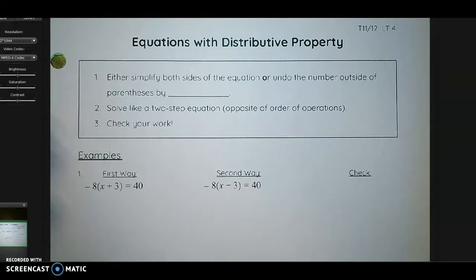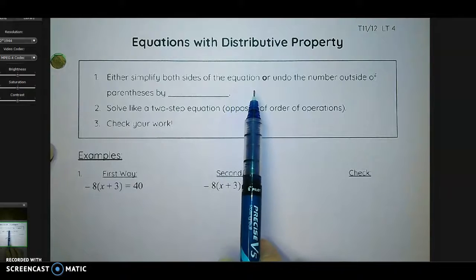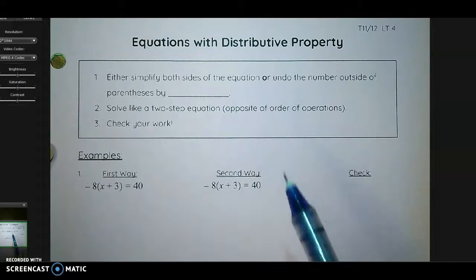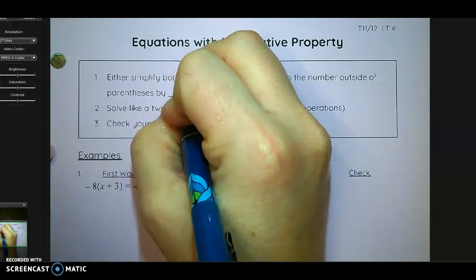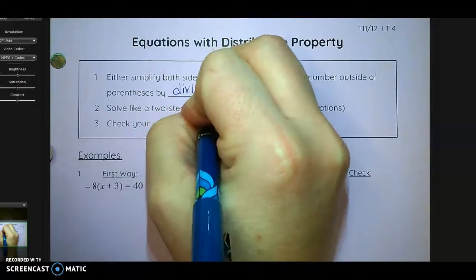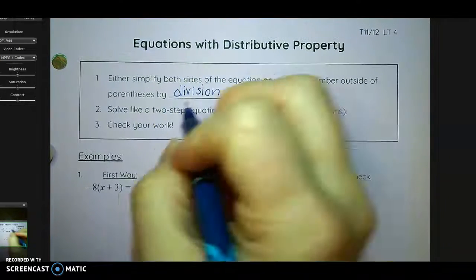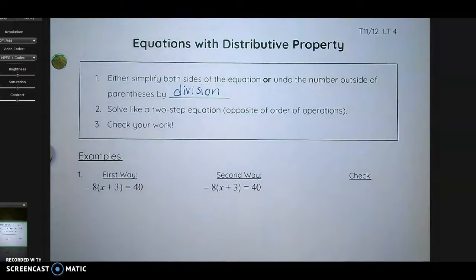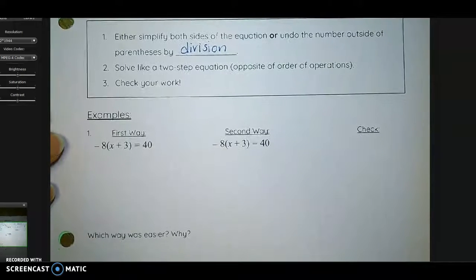So we can do one of two things. We can either simplify both sides of the equation or undo the number outside of the parentheses by using division. And then we can solve like a two-step equation and check our work. So I'm going to show you both ways to do it.